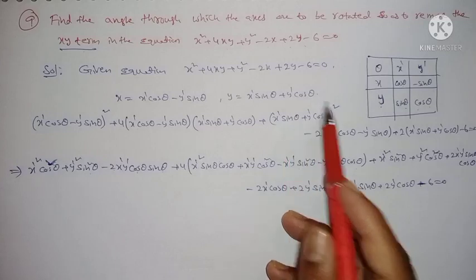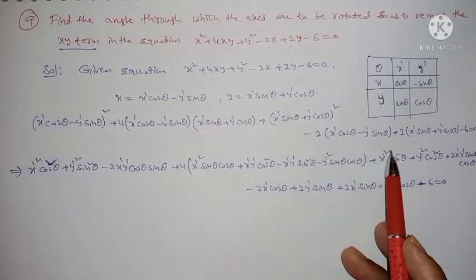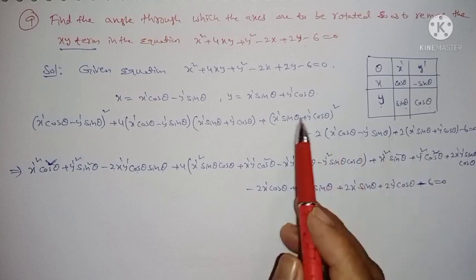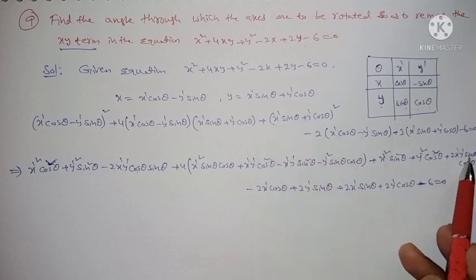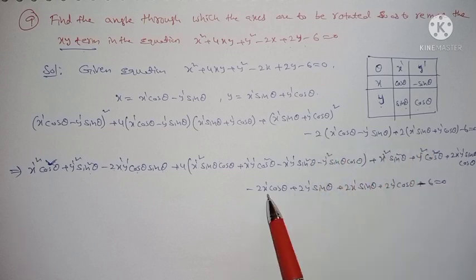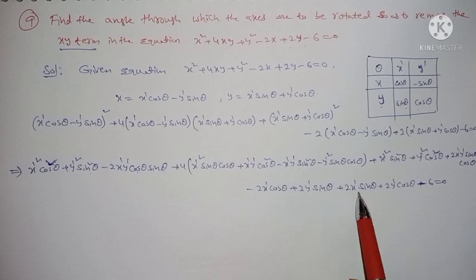This is also (a plus b) whole square: x dash whole square sin square theta, y dash whole square cos square theta, plus 2 x dash y dash sin theta cos theta. Similarly, the remaining terms: minus 2 x dash cos theta plus 2 y dash sin theta plus 2 x dash sin theta plus 2 y dash cos theta minus 6 is equal to 0. You get this equation.